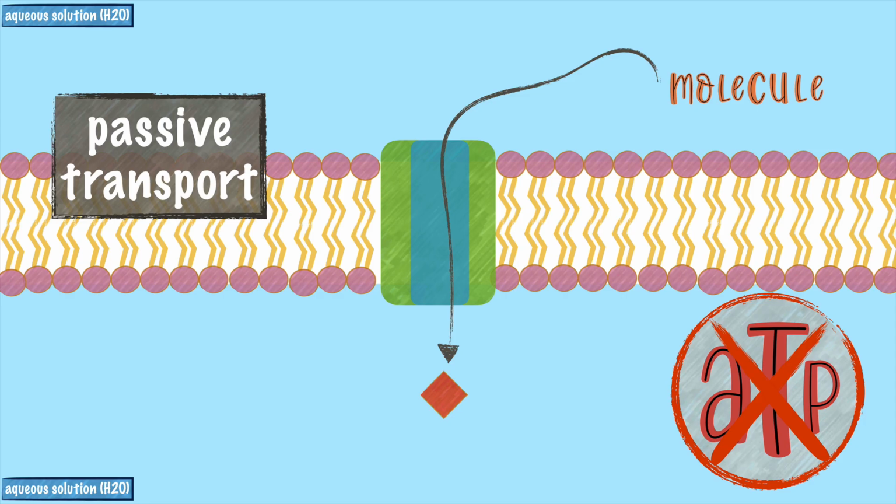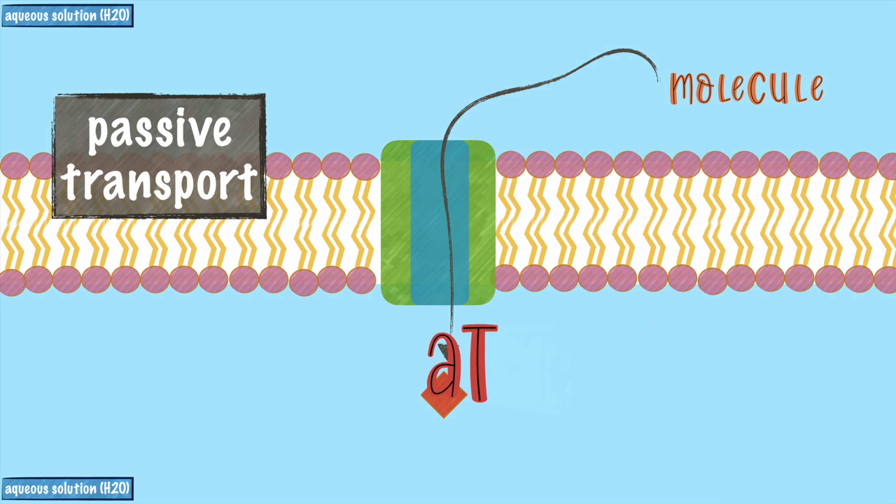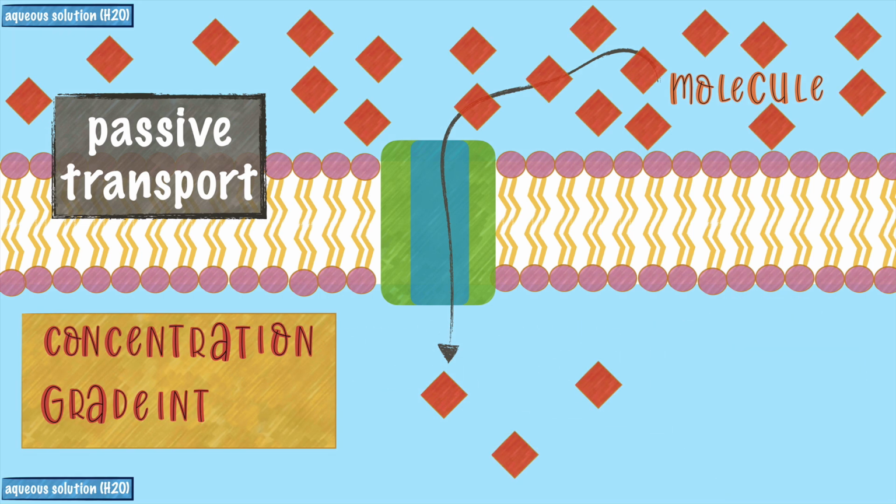In the previous video, we looked at facilitated diffusion, meaning the molecule needed help to go across the membrane. This was a form of passive transport that does not require ATP. Passive transport does not require ATP. And the second type of passive transport we're going to look at is the concentration gradient.